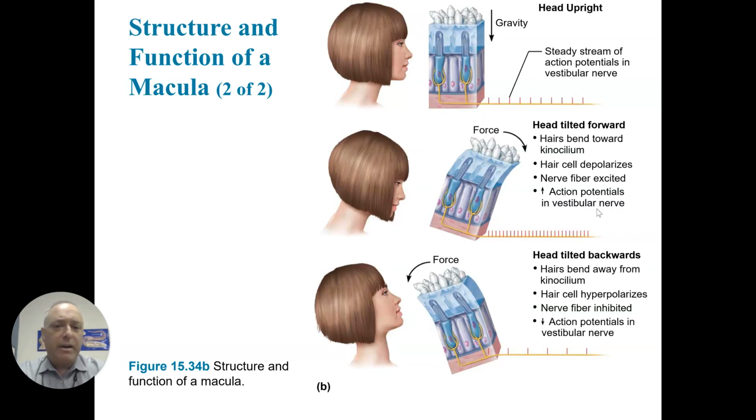So for example, if your head is upright, just feeling the effects of gravity pulls down on these neurons, and there's a steady stream of action potentials. As you tilt your head forward, you force these otoliths forward. The hair cells bend toward the kinocilium, and you get depolarization and increased action potentials. As you tilt your head backwards, away from the kinocilium, there's hyperpolarization, so there's shutdown of your action potentials, leading to decreased frequency of firing.